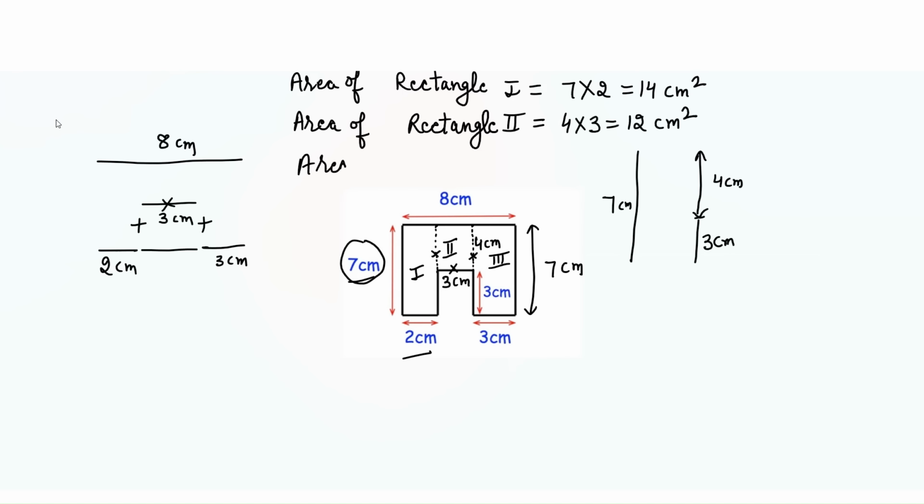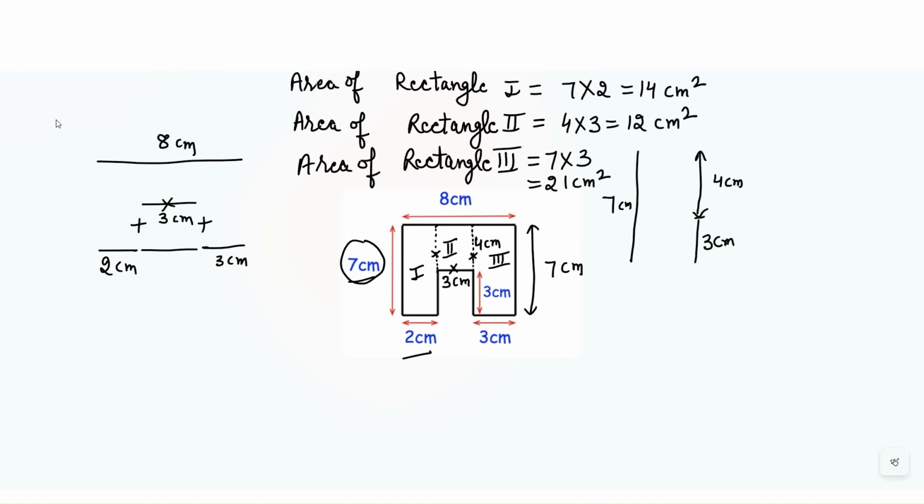Then area of rectangle 3 is equal to, so the dimensions are already given, 7 and 3. 7 is the length, 3 is the width, which is equal to 21 centimeter square.